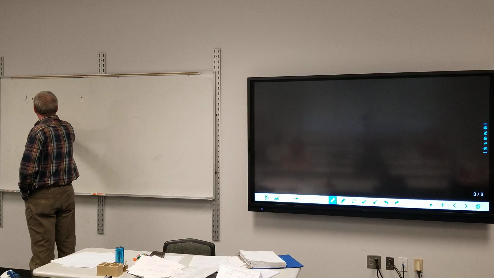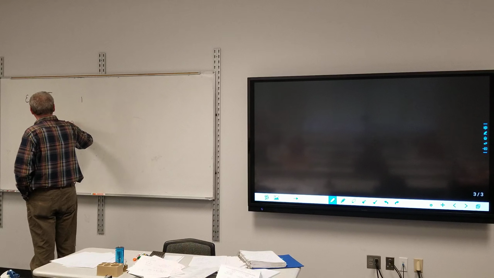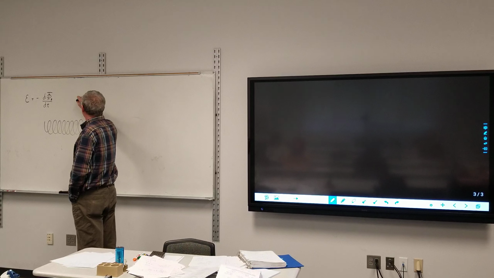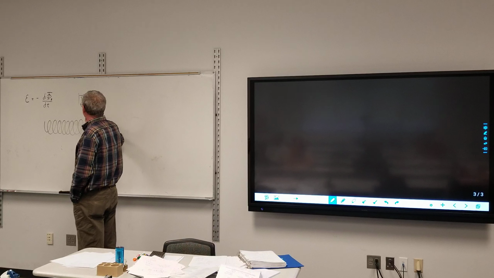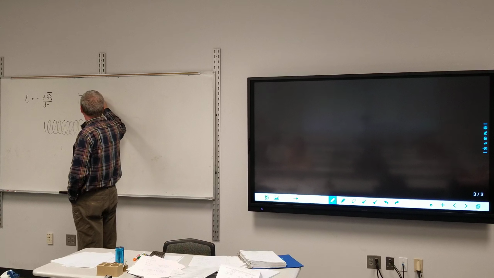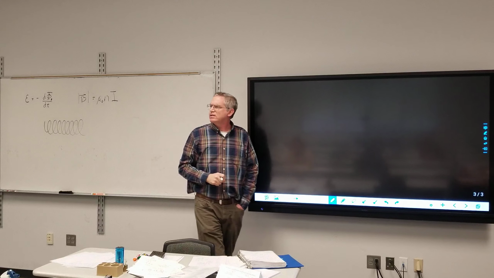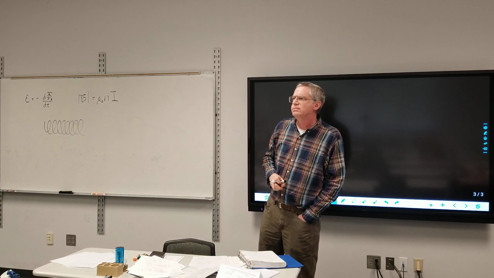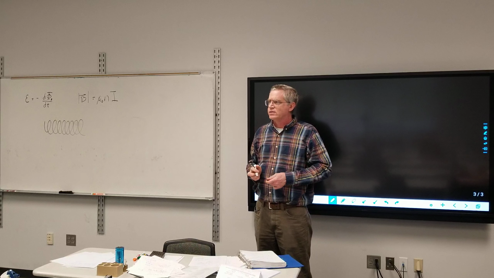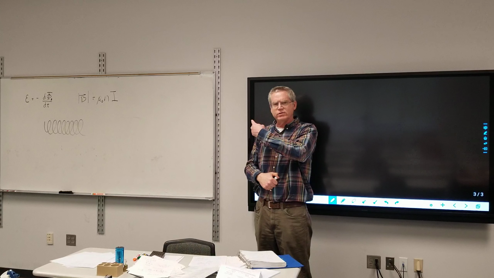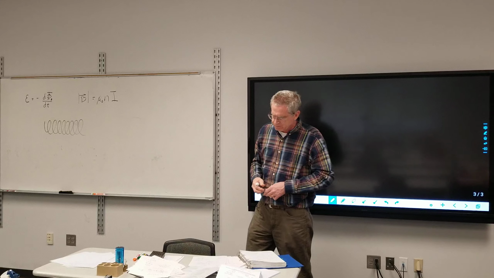Well, if I have a solenoid, I know the strength of the magnetic field going through the solenoid is going to be mu naught times the coil density times the current. I believe we did derive that. We did derive this? Okay.